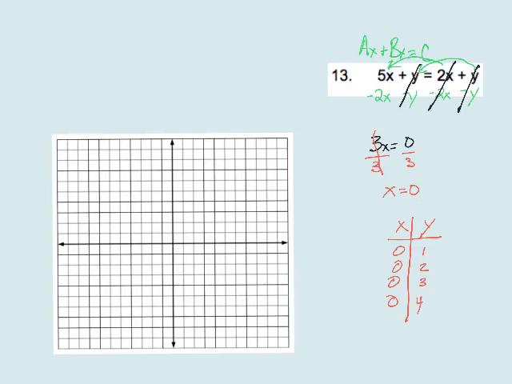Okay, 0 over 1 up, 0 over 2 up, 0 over 3 up, 0 over 4 up. Connect those with a line. This line actually lies right on the y-axis. And again, this is one of our special cases. When we have an equation that states x or y equals something, I just put that something in every single case. And then I'm able to get some ordered pairs.